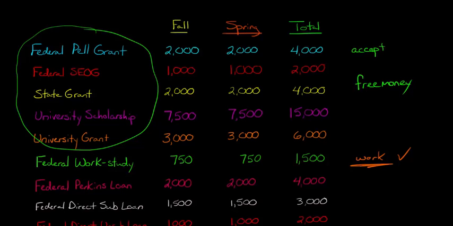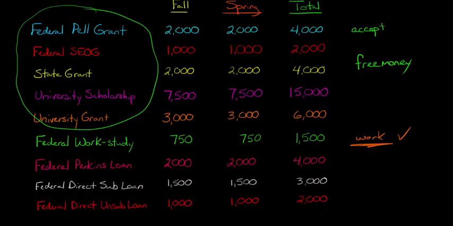Now, you will also probably be offered some student loans. So not all students are going to get the Perkins loans and so forth. That's need-based. But let's just assume here that you get offered a federal Perkins loan. So that's a subsidized loan. So the government's going to pay the interest while you're in college. That's the best type of student loan.